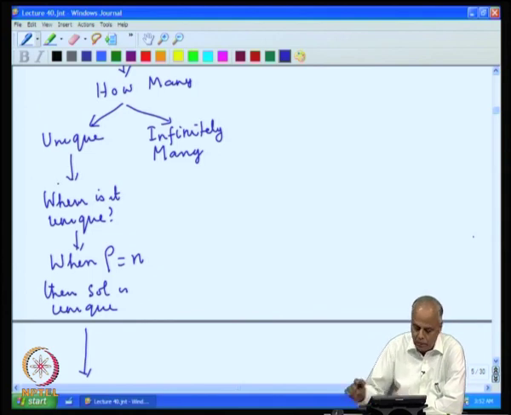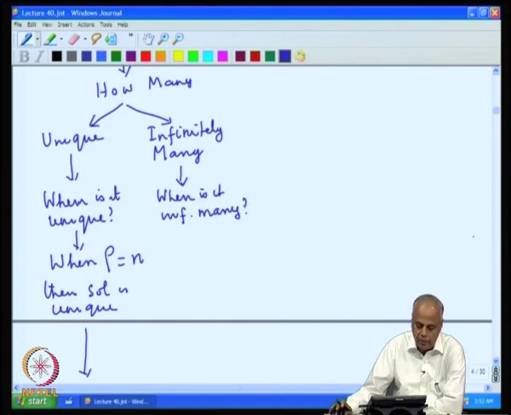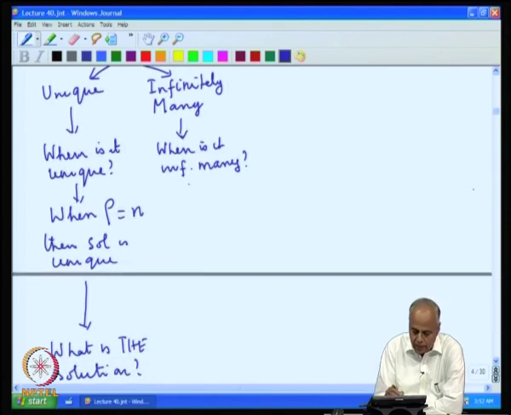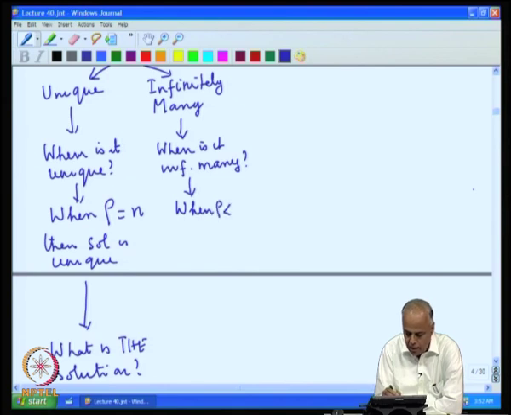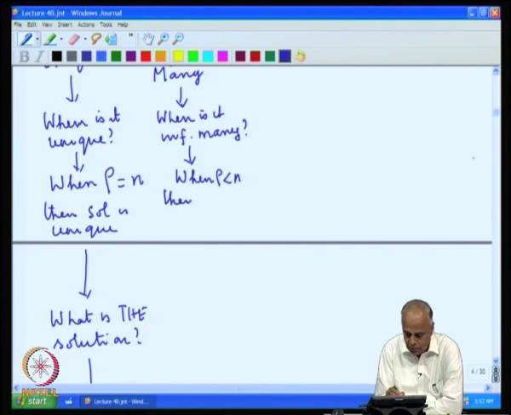Then similarly, we asked, when is it infinitely many? Uniqueness we got when rho equal to n. So, it should be the other case, the rho cannot be greater than n. So, this can happen when rho is less than n. Then the solution is an infinite number of solutions.